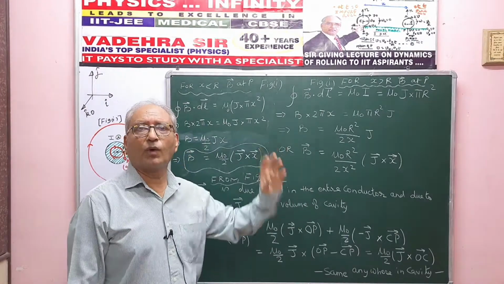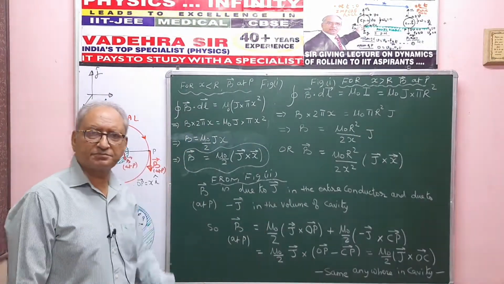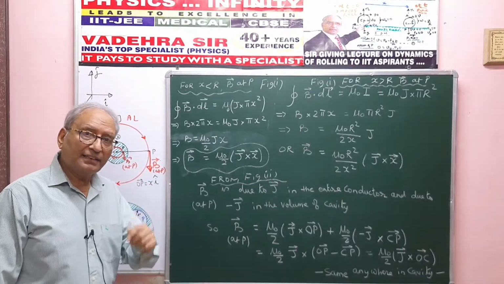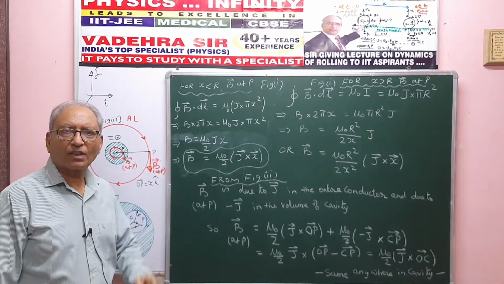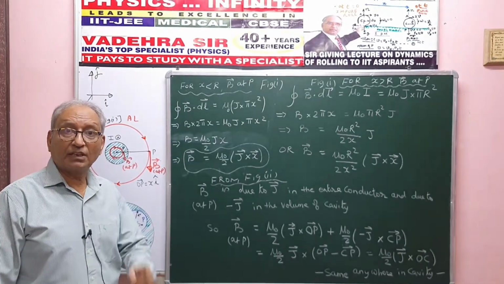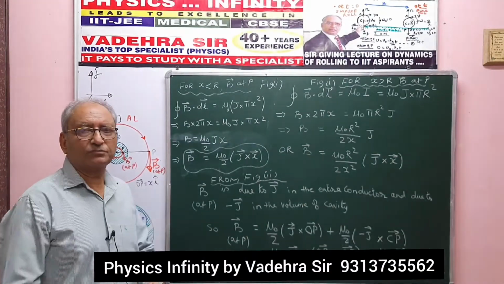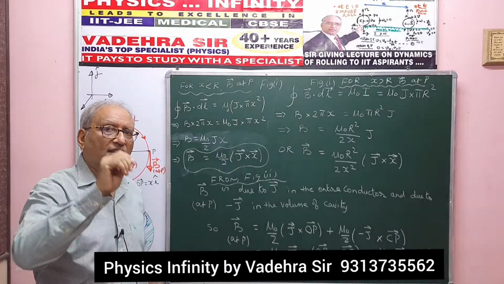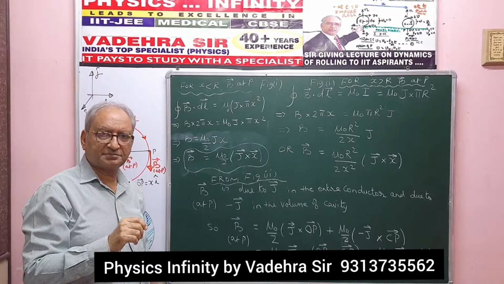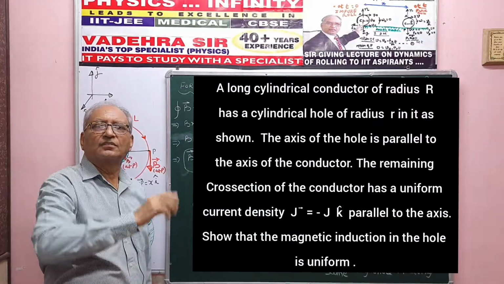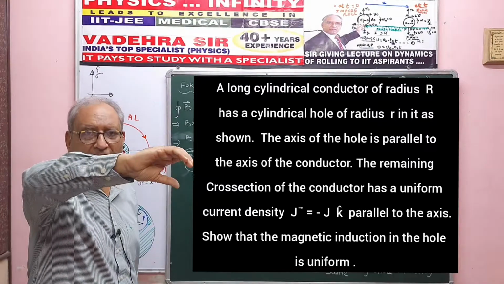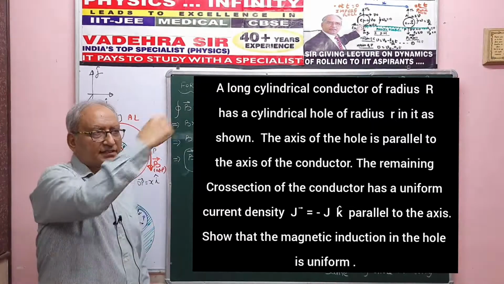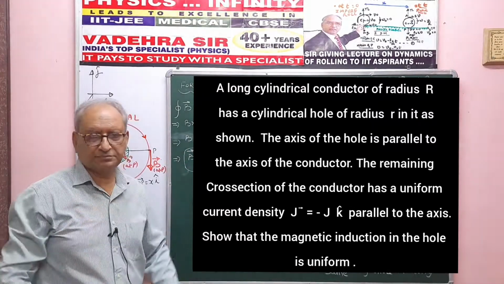We have a long wire of cylindrical cross section, radius capital R, and we are interested in finding the magnetic induction at a point within a cavity in the wire. And what sort of cavity? I have a long cylindrical cavity of radius small r within the current carrying wire. You can think of the cavity as a long hollow pipe, and the axis of that pipe is parallel to the axis of the cylindrical current carrying wire.